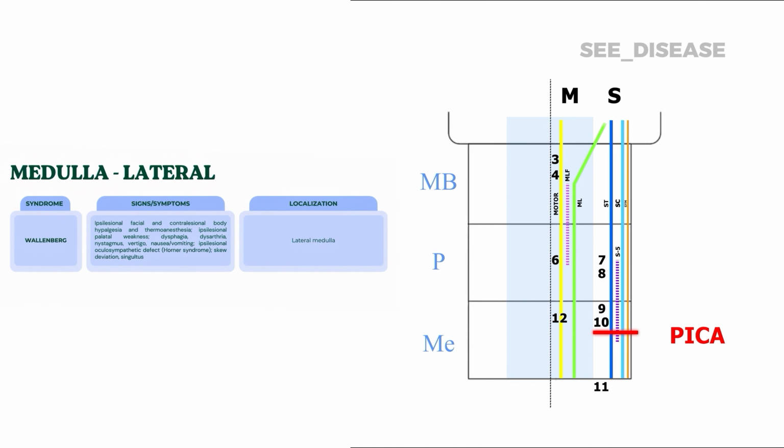In fact, this is the commonest affected area, especially the lateral side. It is described by ipsilateral facial and contralateral hypoalgesia and hypothermesthesia, and ipsilateral palatal weakness, dysphagia, dysarthria, nystagmus, vertigo, nausea, vomiting, and ipsilateral oculosympathetic defect, that's Horner syndrome, and skew deviation and singultus because of lateral medullary involvement. The culprit artery is again posterior inferior cerebellar artery.